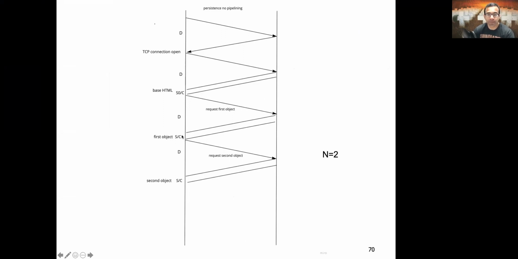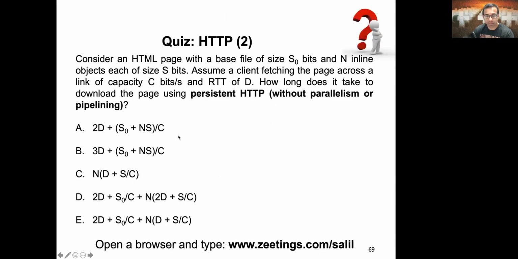So that's D plus S by C. Then we request the second object, D plus S by C, and this would happen n times. So the total delay would be 2D plus S0 by C plus n times (D plus S by C). So that would be E. That's the reason my answer is E.